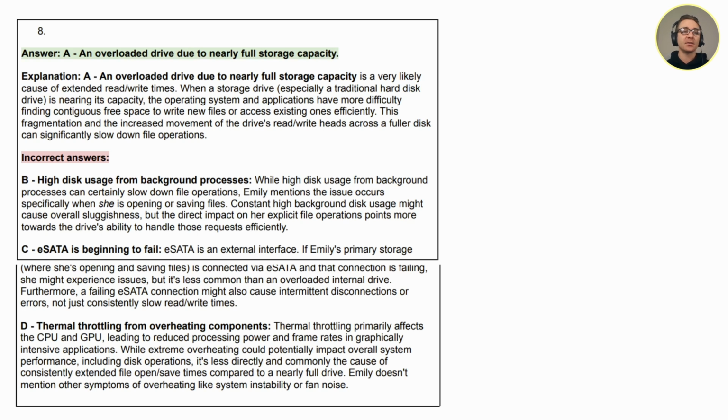C, eSATA is beginning to fail. That would mean that your drive would either have intermittent connectivity or no connectivity, because eSATA is the cable that connects the external drive. So that would just mean it's having intermittent connectivity, or you can't actually connect the drive at all. Okay, and D, we have no reason to believe there's overheating occurring.